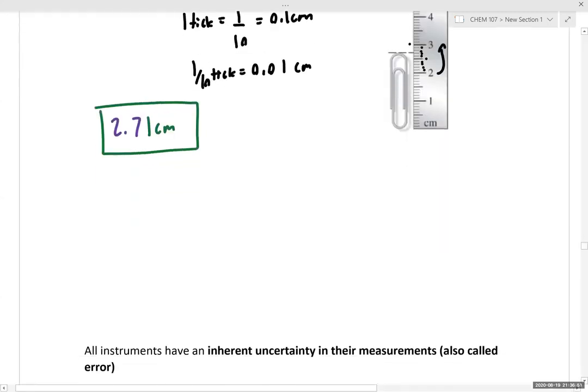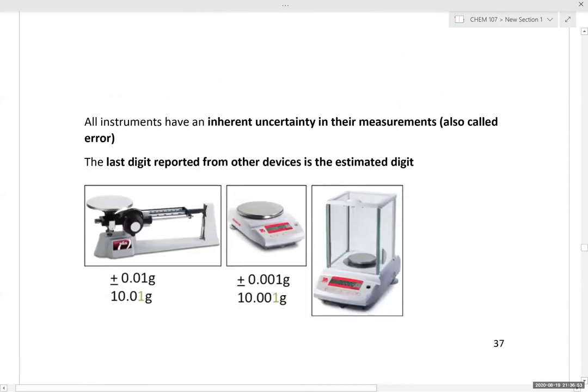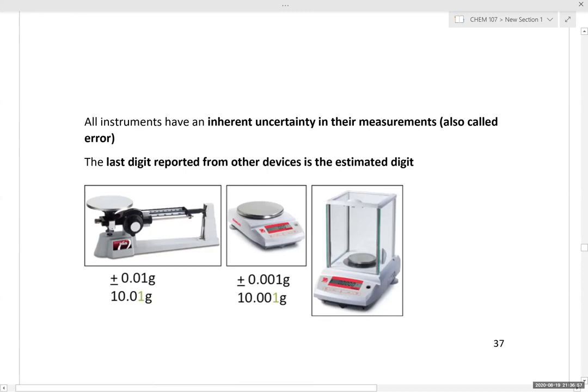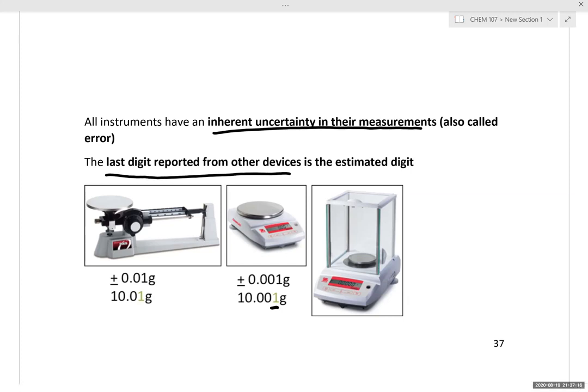Okay, so let's bring up one last point. Any instrument where you take a measurement from, there's an inherent uncertainty in their measurements. The last digit reported from other devices, such as your laboratory automated balance and digital balance, is always the estimated digit. Any questions on that?